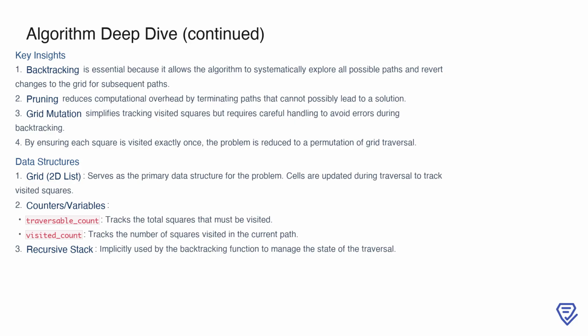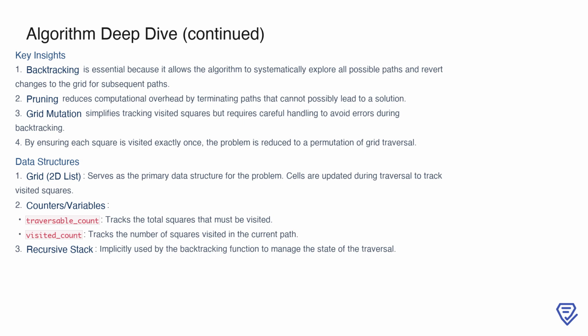Third, mutating the grid directly to track visited squares simplifies the implementation but requires careful handling during backtracking to avoid introducing errors. The entire problem can be thought of as finding permutations of grid traversal that meet the constraints.